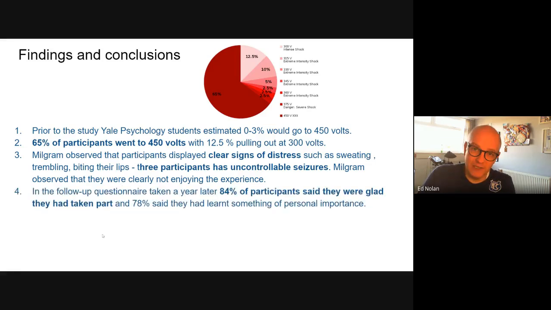The follow-up questionnaire a year later, so 1 year later, he sent a questionnaire, and this is really important. 84% said they were glad they'd taken part in the study. And most of them said they'd learned something about themselves. So that's quite clear when we're looking at the ethics.